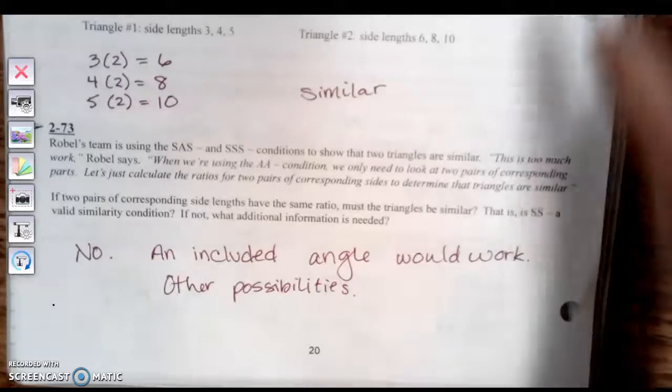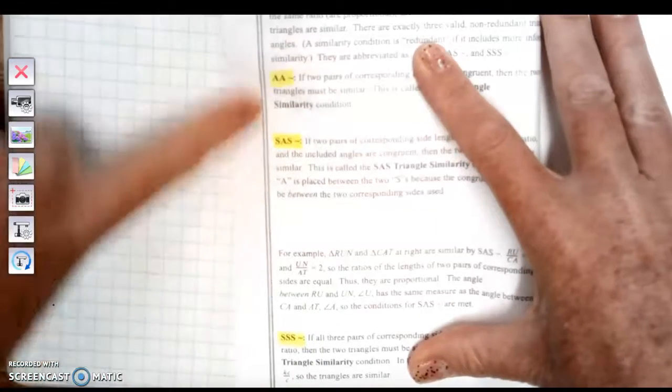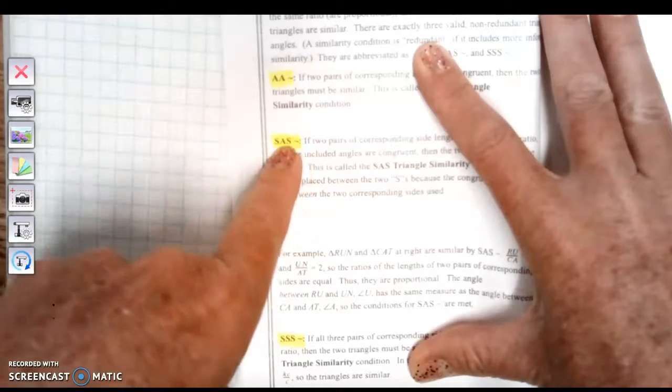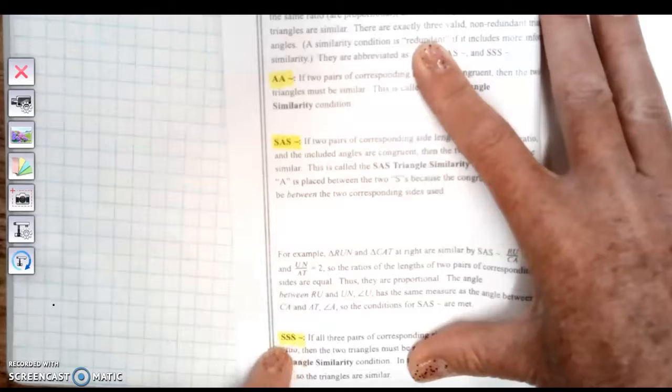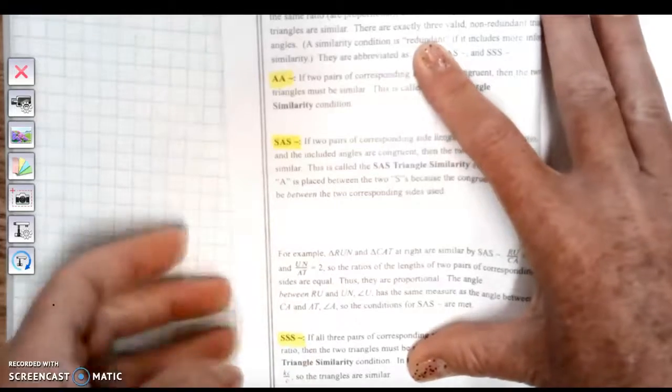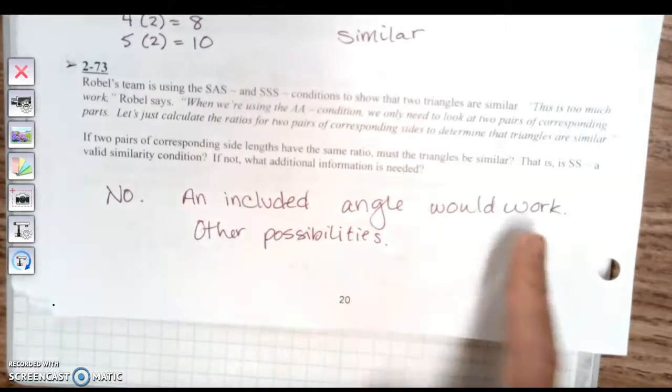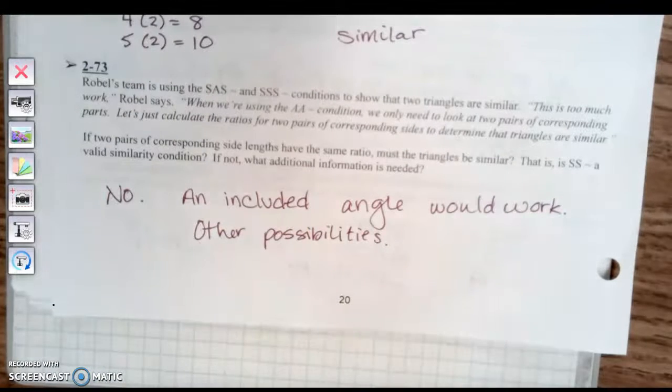So if you look over on the list we just talked about on page 22, of the 3 listed, there's not one that's just side-side, right? This one has a side, but it has an angle in the middle, and this one starts with side, but you have to have the third side. So you say, no, an included angle would work, or you could say, no, a third side would work, but just SS does not work. Okay? Any questions on number 73?